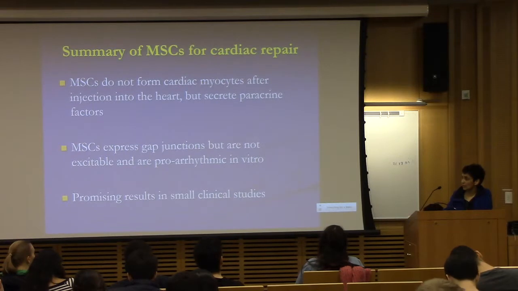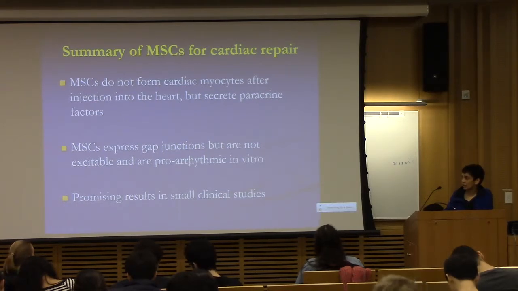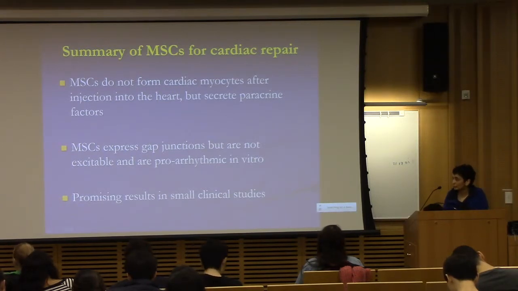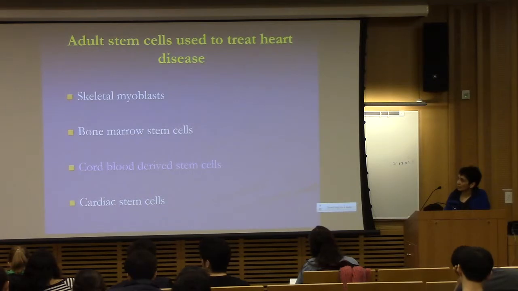But the issue, again, is that very few of them really differentiate into cardiac myocytes. They do express gap junctions, but they're not excitable, and if you have sufficient numbers, it may be arrhythmogenic. And there are some promising results in small clinical trials, but the benefit is really small. What we would like is an improvement in ejection fraction, or pump function, from 20% to 40%, and there has been no cell type that has been able to do that.